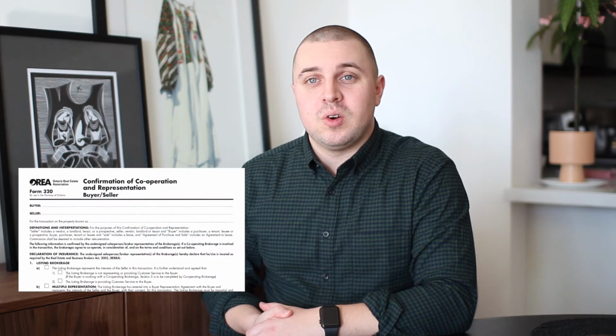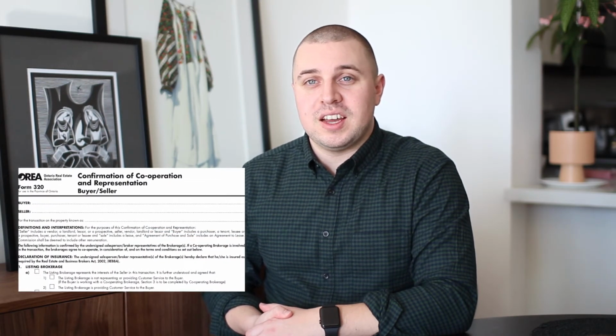The first part of the offer process is preparing the offer documents. When preparing the offer documents, your real estate agent should go over the following forms with you. The first form is the Ontario Real Estate Association Form 320, or the Confirmation of Cooperation and Representation. Say that 5 times fast. This form talks about who is representing whom in the transaction, both on the buyer's and the seller's side. It also includes the buyer's representative's commission or the cooperating brokerage's commission. The seller's brokerage commission isn't listed here, but in a separate listing agreement between the seller and the seller's representative.